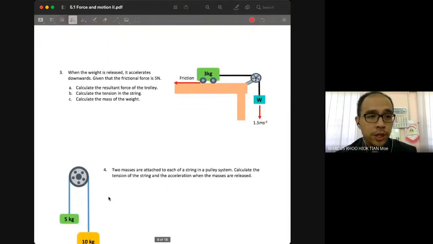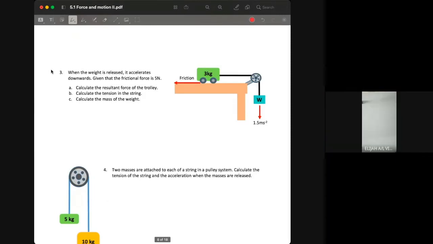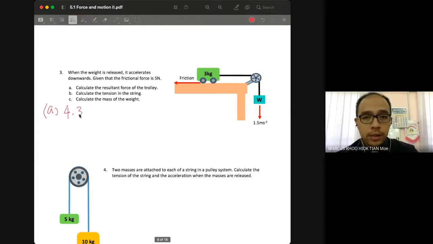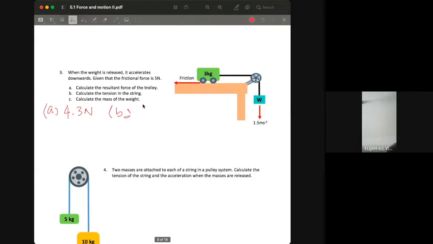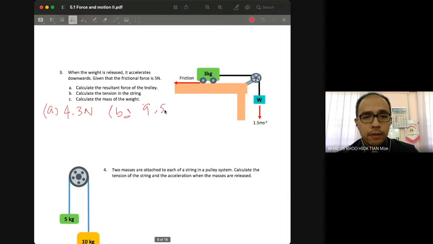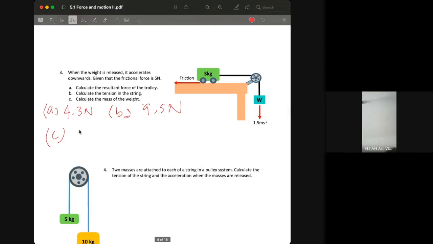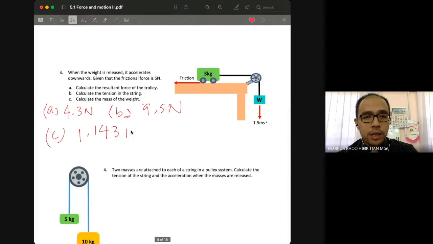All right, number 3, Elijah. 3A: 4.3 Newton. 3B: 9.5 Newton. 3C: 1.143 kg. Okay, hold on now.